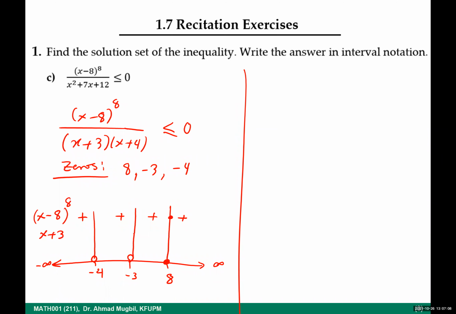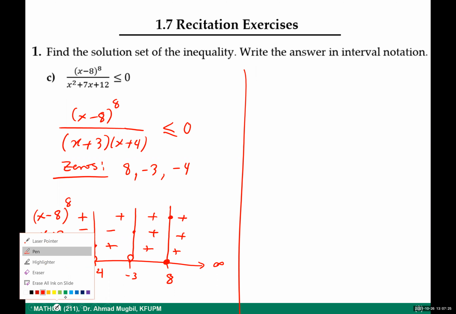X plus 3 is 0 here at negative 3. After that, it will be positive. Before that, it will be negative because the coefficient of x is positive. Now, the last factor is x plus 4. Again, it is 0 here. After that, it will be positive. Before it will be negative.